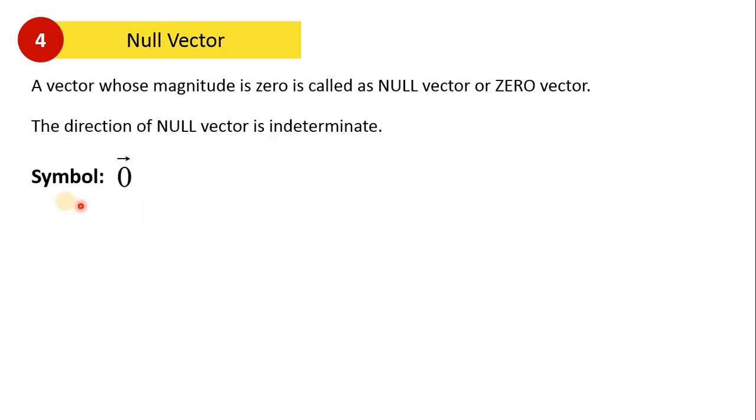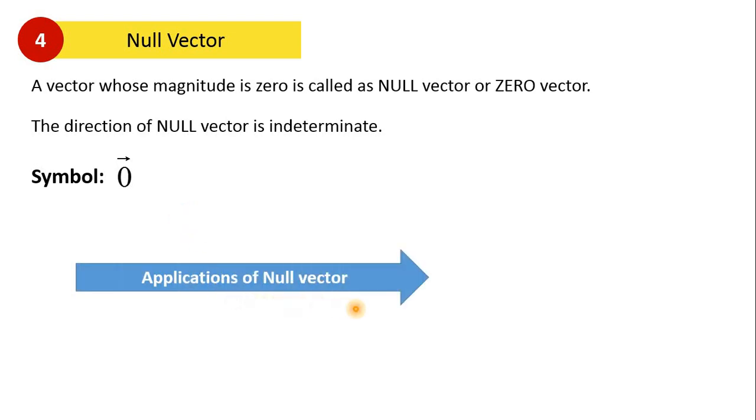The null vector is represented in this manner: 0 with an arrow over it. This arrow over the 0 emphasizes that we are talking about the null vector or the zero vector. Whereas if you don't put the arrow, and write simply 0, then it means you are talking about the scalar 0.